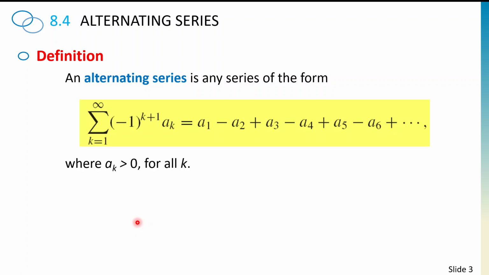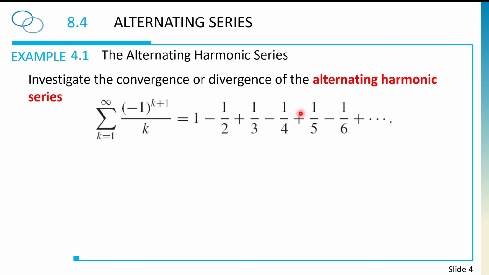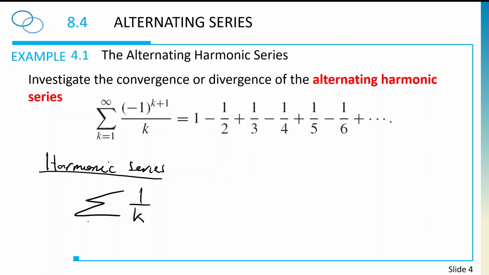Now, if we think about one famous example, this is what we call the alternating harmonic series. Remember 1 over k, we took it already as a harmonic series. Now, what about the alternating harmonic series? Does it make any changes? Remember, for the harmonic series, which we covered before, we know that the sum of 1 over k from k equals 1 to infinity is divergent. We already know that from the previous section.